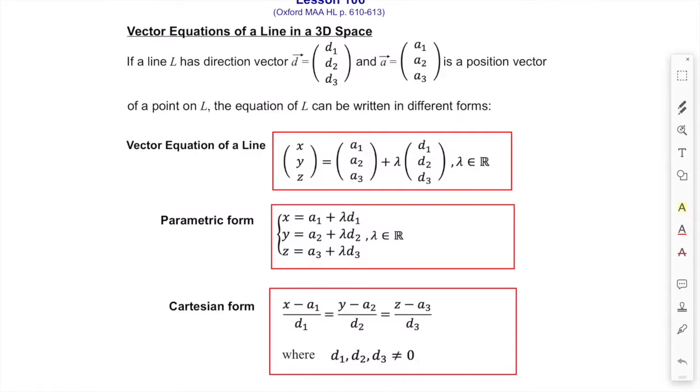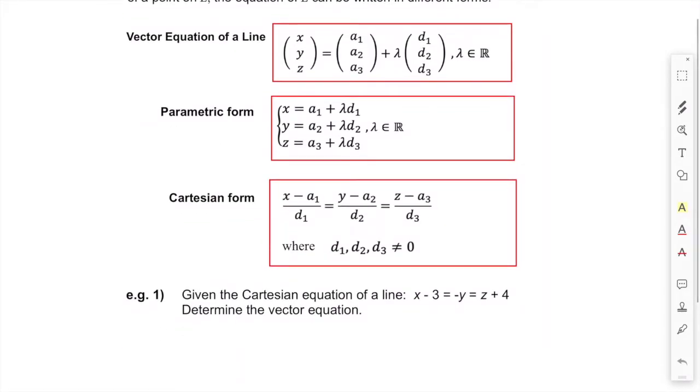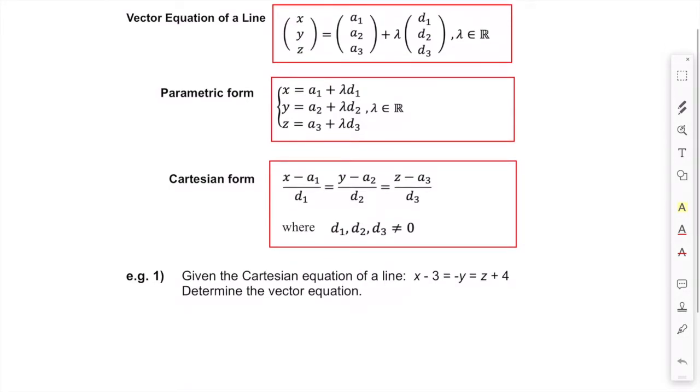just added the z component into the vector equation of a line in 2 space. So you see the addition of z equals a3 plus lambda d3 in parametric form. And then in Cartesian form, you have the additional last relation of z minus a3 over d3. And remember, to go from parametric form into Cartesian form, you are eliminating lambda, the scale factor for the direction vector.